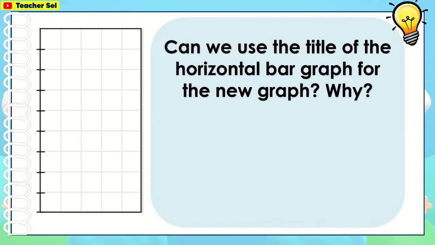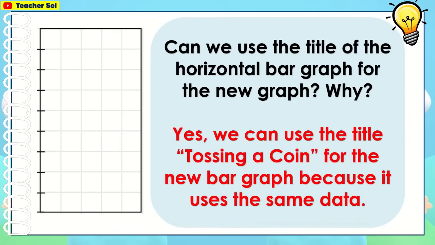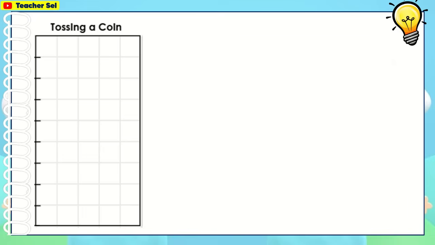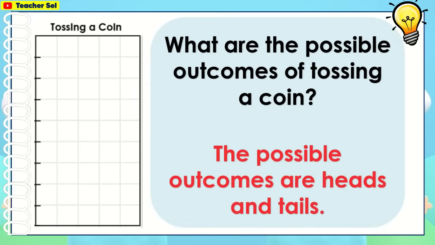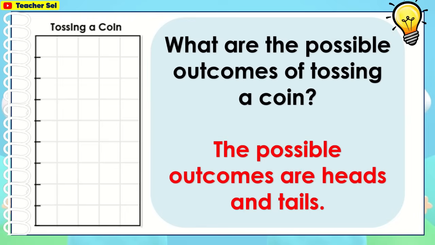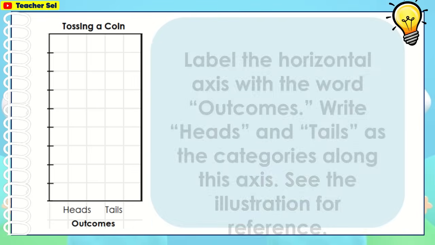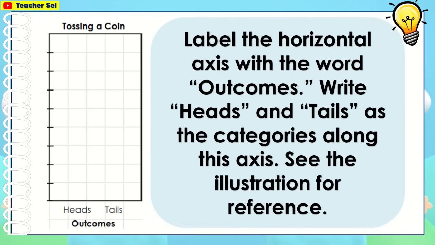Can we use the title of the horizontal bar graph for the new graph? Why? Yes, we can use the title Tossing a Coin for the new bar graph because it uses the same data. What are the possible outcomes of tossing a coin? The possible outcomes are heads and tails. Label the horizontal axis with the word outcomes. Write heads and tails as the categories along this axis. See the illustration for reference.